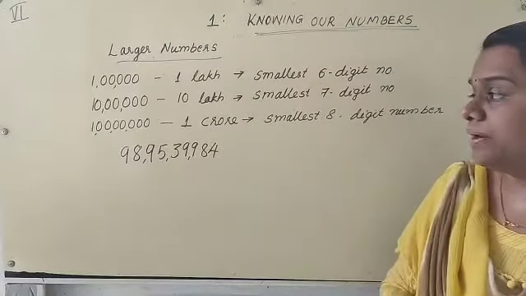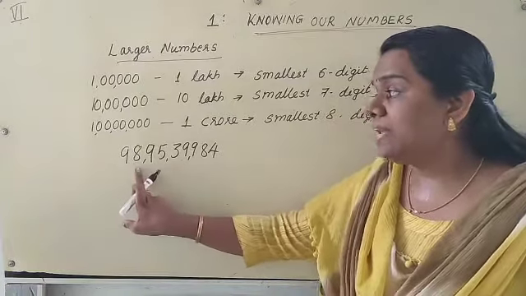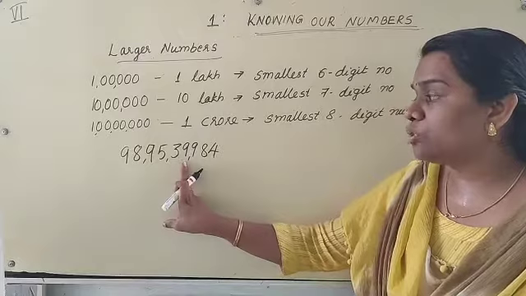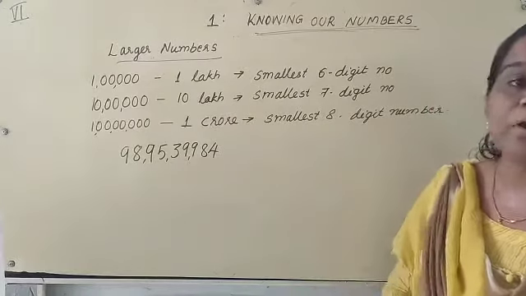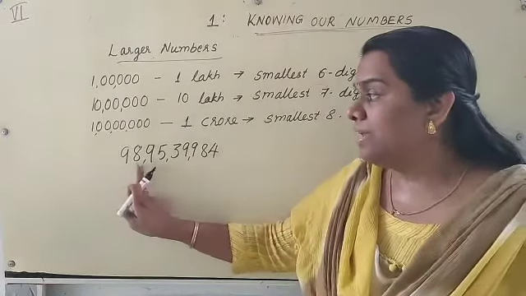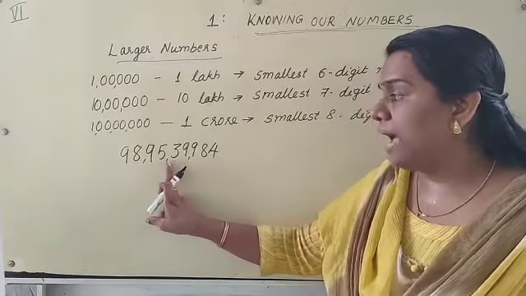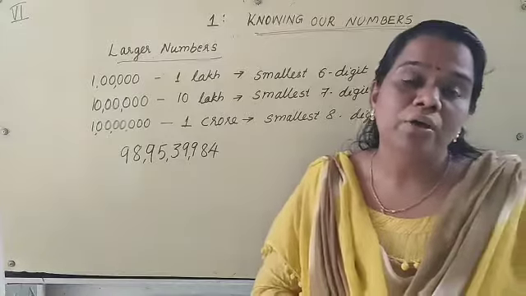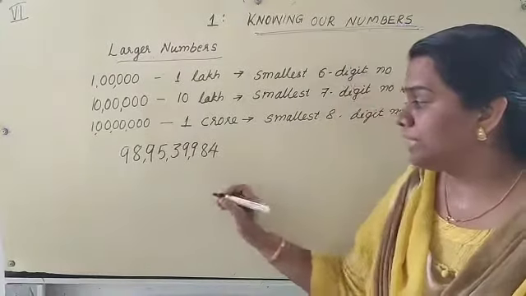How to read the number? The number here is 98 crore, 95 lakh, 39,984. You all should try some more numbers to read like this.